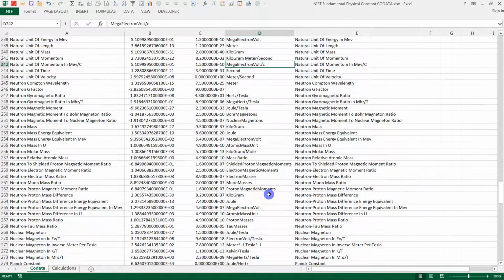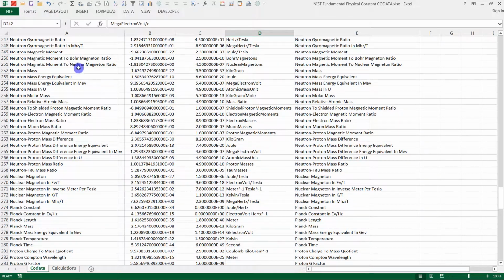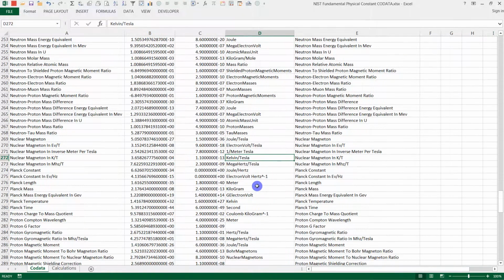Let's see. I didn't realize I still had so much. It was a long process to get even to here. So this is per meter per Tesla, and so that would go in this way. And that whole mess gets dropped out. Much easier to read. Okay, this is electron volts per hertz.